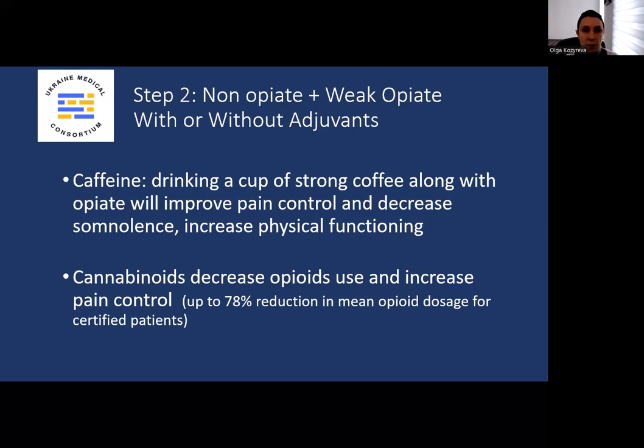Decrease total use of opiates, up to 78% reduction of mean opiate dosage for patients who certify for medical cannabis use. As soon as United States medical cannabis use was approved by the government, of course, organizations started doing statistics, and the statistics are pretty impressive: how much money we can save using medical cannabis and how safe it is compared to ongoing opiate use. If someone is interested, I can send a reference.